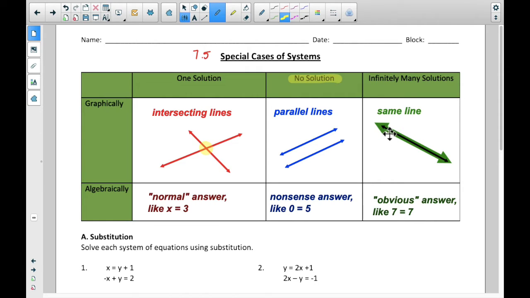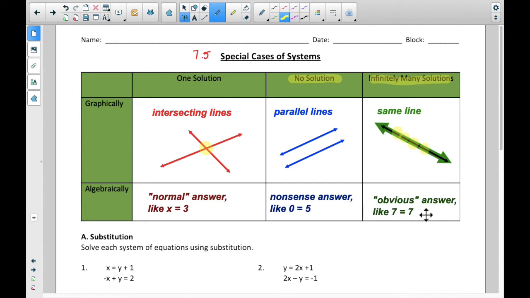Sometimes, though, we have this situation where we have two lines that end up being the exact same line. Like the equations look different, but in actuality, it's really the same line. And if that's true, then we have infinitely many solutions, because there's a point here, a point here, a point here, a point here. Everywhere that they hit is a solution. There's a bunch of them.